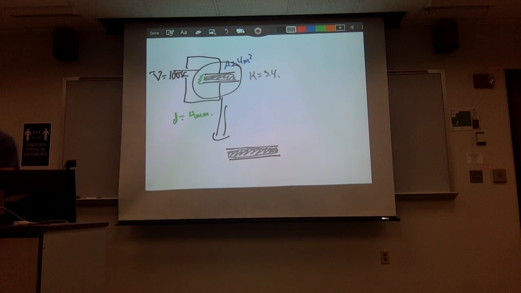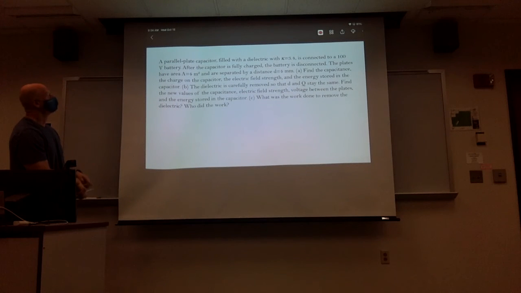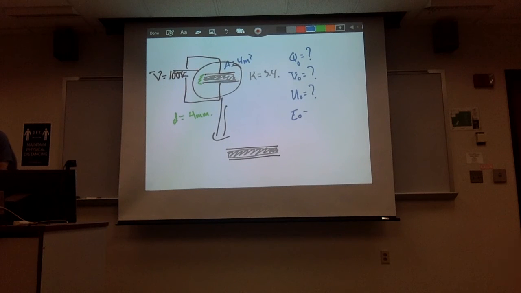And now we want to know certain things. So we want to know what is the charge, so let's call this the initial charge. We want to know the potential, so let's call that the initial potential. We want to know the energy which is stored, so let's call that the initial energy. Am I missing anything? The electric field strength. Okay, we also want to know what is the initial electric field strength. Fine.